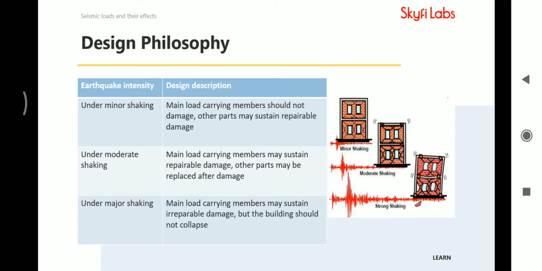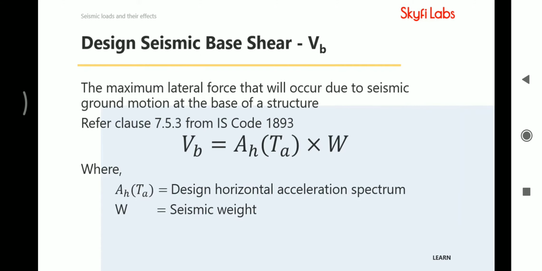As you learned in the previous video, in the linear static method, first, the design base shear is computed for the whole building, and then distributed along the height of the building. To calculate the design base shear, refer Clause 7.5.3 from IS Code 1893.